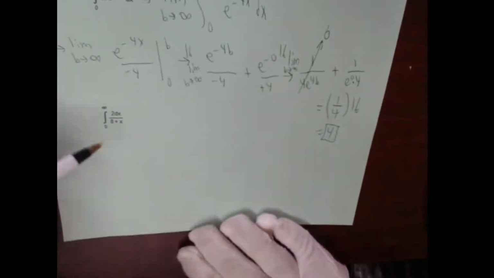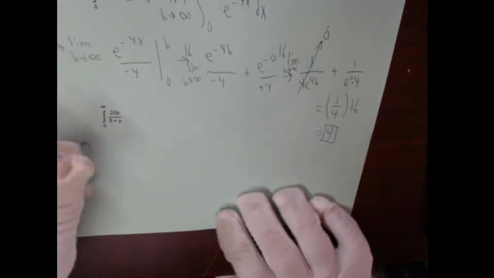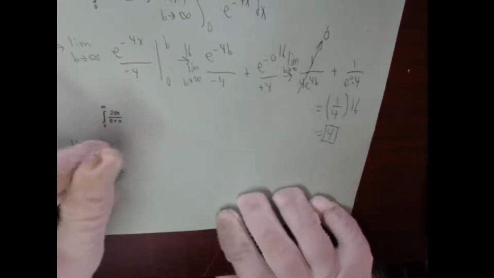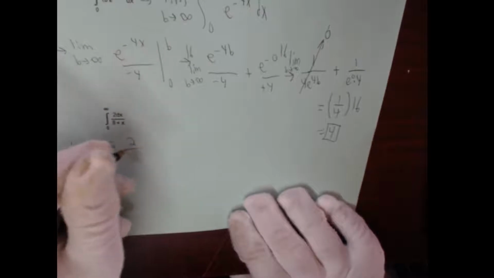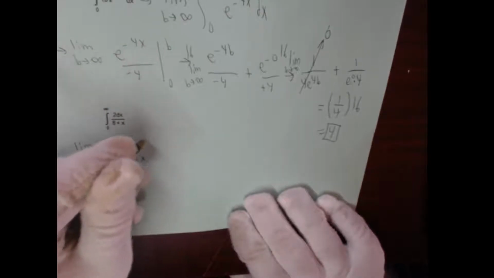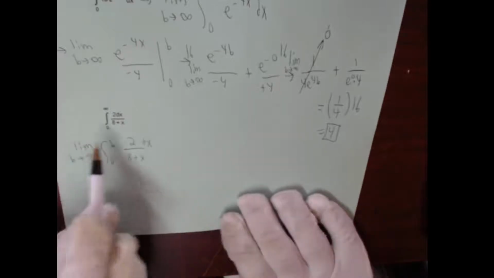So we want to find the integral from 0 to infinity of 2 divided by 8 plus x, and we set that up the same way we set all of them up. We replace infinity with a b, and we take the limit as b goes to infinity of the integral from 0 to b of 2 over 8 plus x dx. So that is allowed. We're taking the limit as b goes to infinity of this integral.